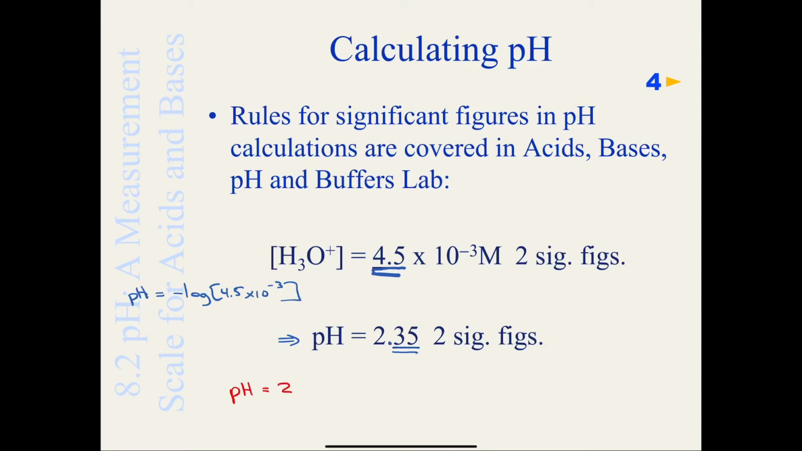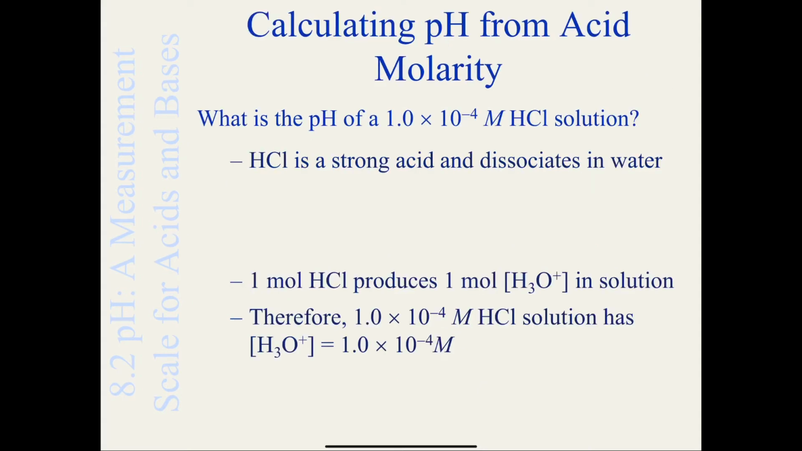If you were given a pH of 2.35 and you were asked to calculate the concentration of hydronium from that, and we'll look at how to do that in a second, since there are two numbers after the decimal place, you report your concentration with two significant figures before the multiplication sign. Now let's say you are asked, what is the pH of a 1.0 times 10 to the minus 4 molar hydrochloric acid solution? Well, the first thing you need to remember is that hydrochloric acid is a strong acid.